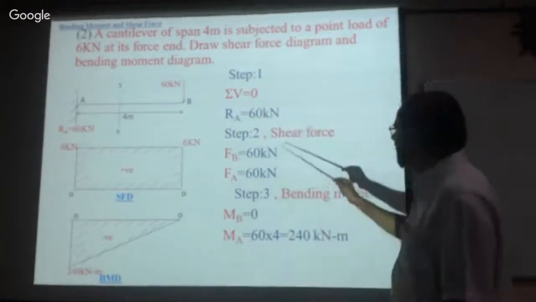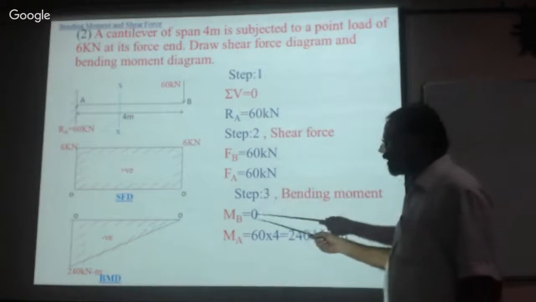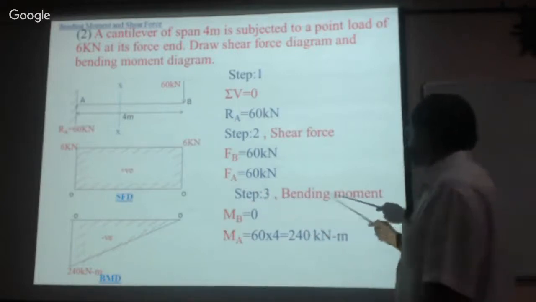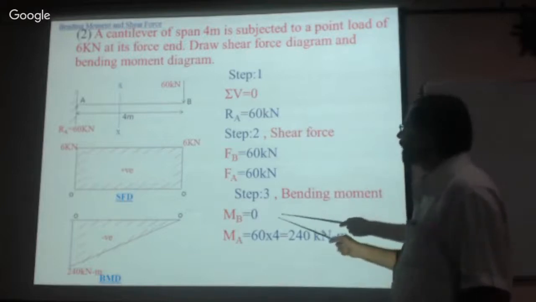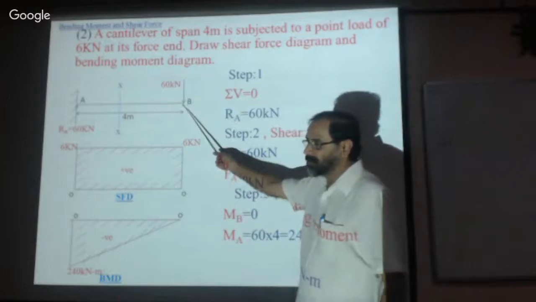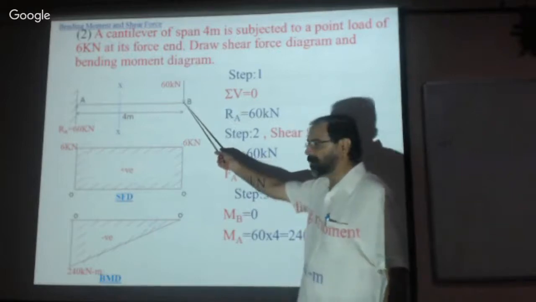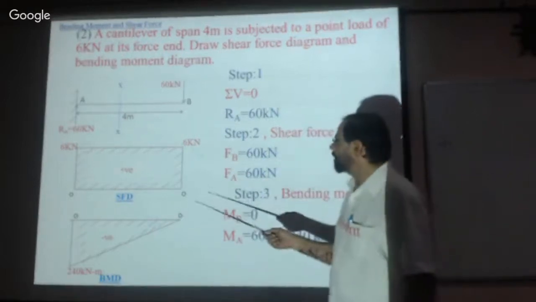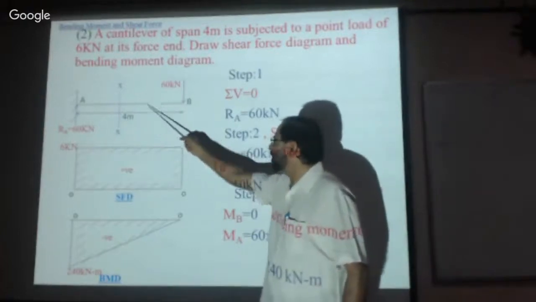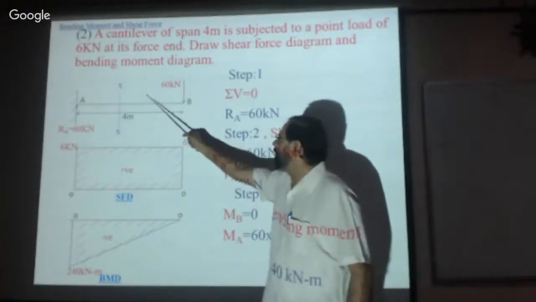Similarly, this is the second step. And in the third step, let us calculate the bending moment. Already I told you that the bending moment at the free end is equal to 0. If we calculate the bending moment at this section, what is going to happen here?